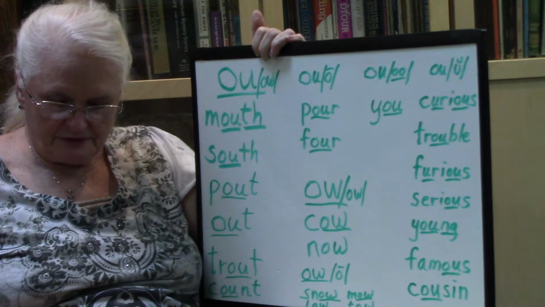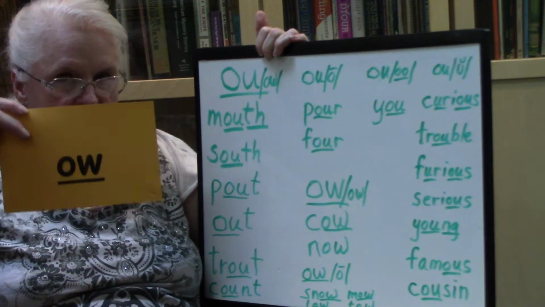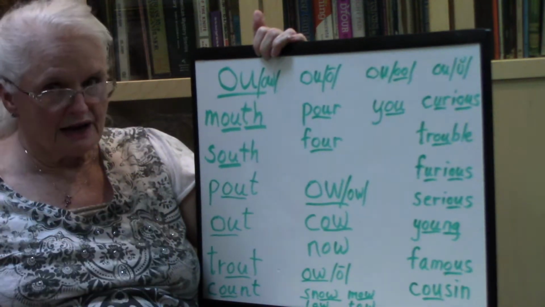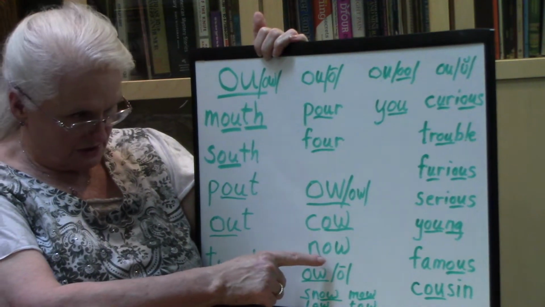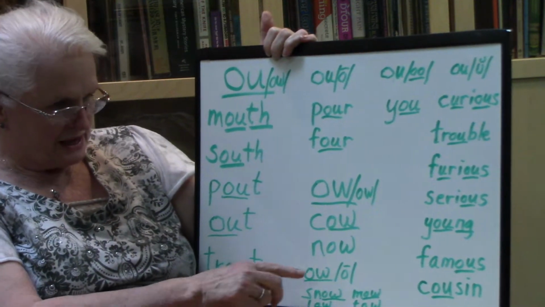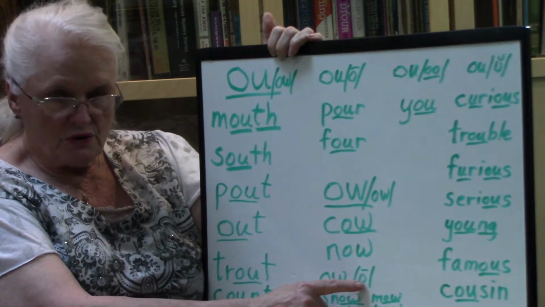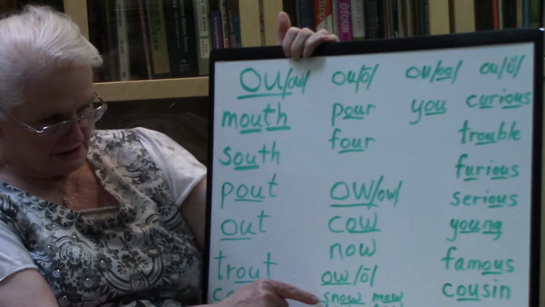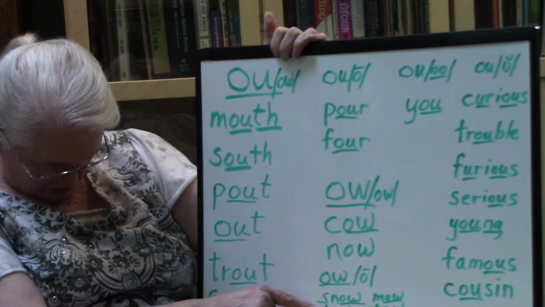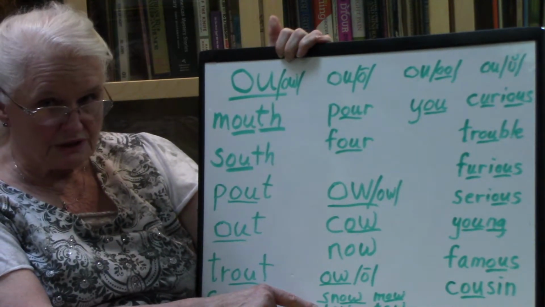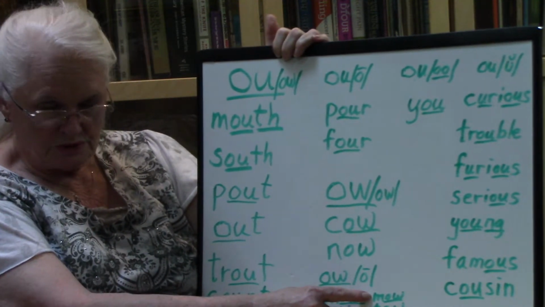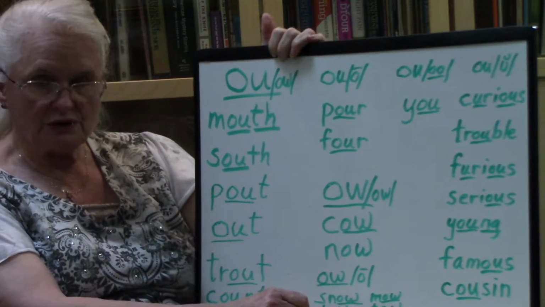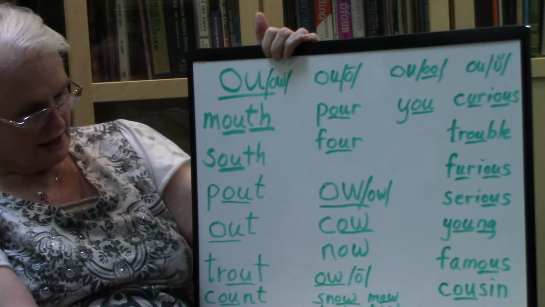Now the second phonogram for today is ow, which says ow as in cow and now. Forgot to underline the ow. And then it also can say o, as in snow. Probably can't see that very well, but it's low, L-O-W, mow, M-O-W, and tow, like you tow a car, and that's T-O-W.